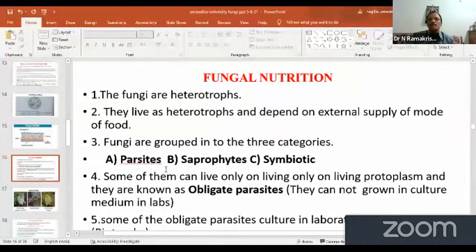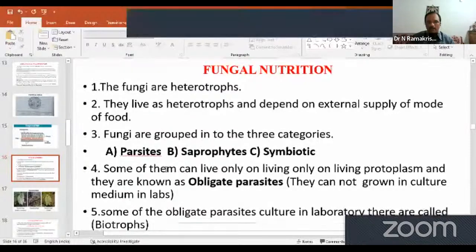One is parasitic. So what is the meaning of parasitic? Some of them can live only in living protoplasm, and they are known as obligate parasites.